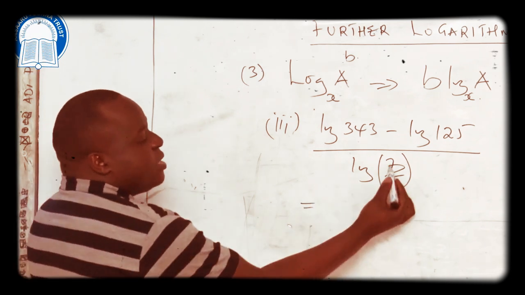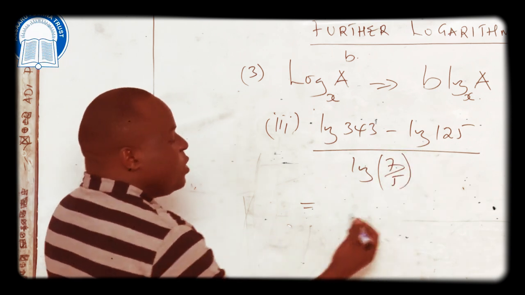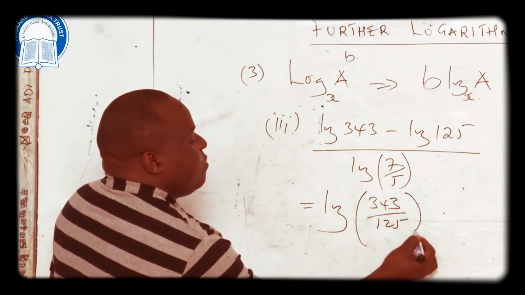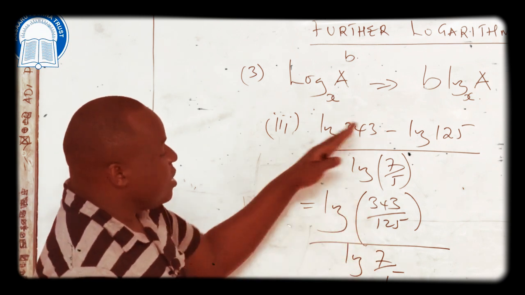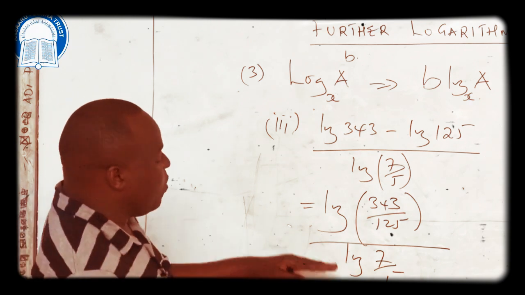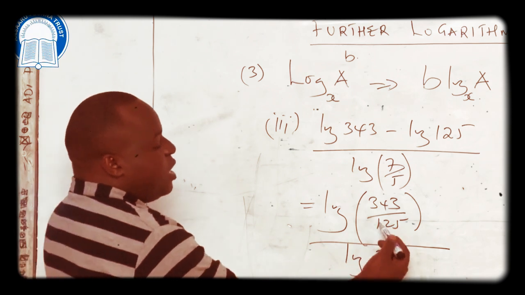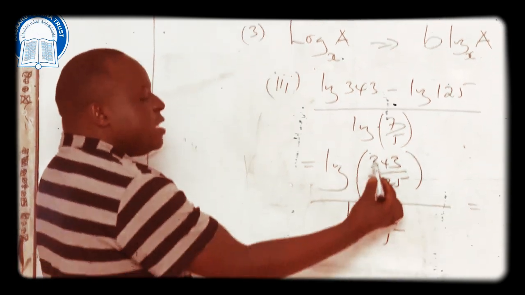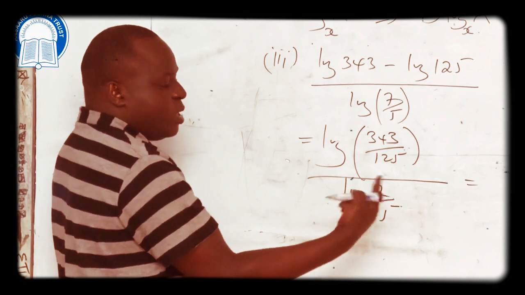So now, this is 7 over 5. How can this be written in terms of 7 over 5? The second law: when you see minus, it means 343 over 125, then over log 7 over 5. So this equation has to be solved because there is a must. There should be a way in which this should be written in terms of this, or whichever. So 343 over 125 can be written in terms of 7 over 5, which should be 7 raised to 3 is 343, 5 raised to 3 is 125.